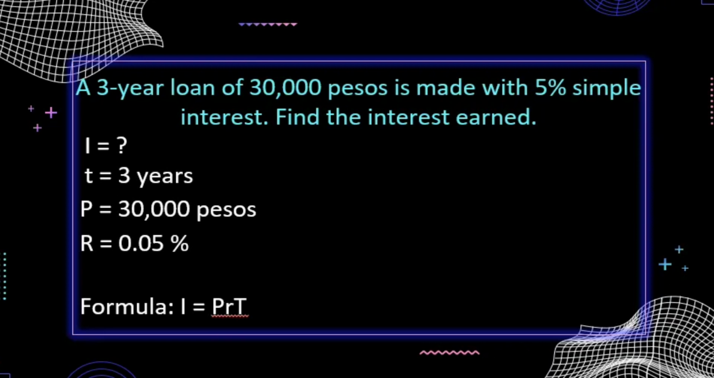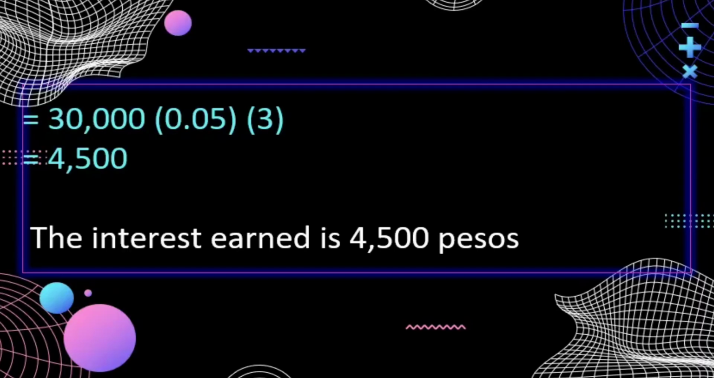Since we are finding the interest, the formula we are using is interest equals principal amount multiplied by rate multiplied by term of loan. Since our principal amount is 30,000, our rate is 0.05 and our term of loan is 3. Once we do the math, the answer is going to be 4,500. So clearly, the interest earned is 4,500 pesos.